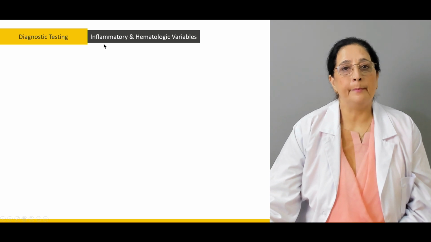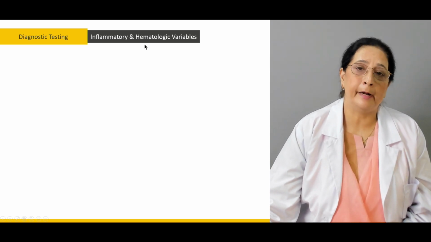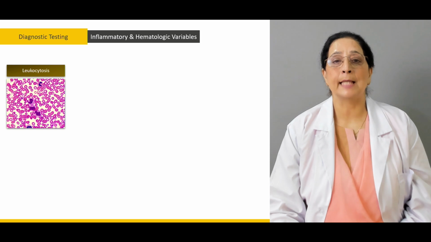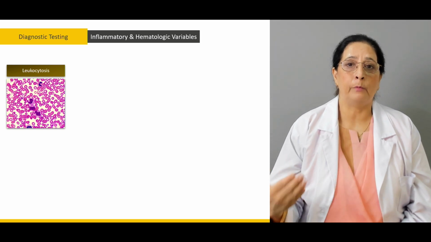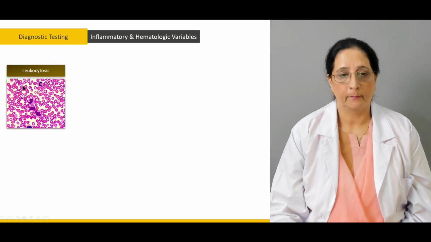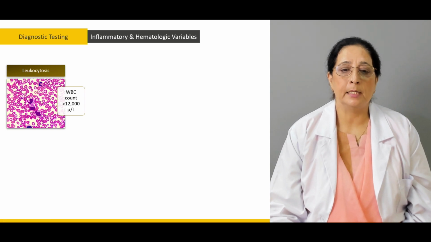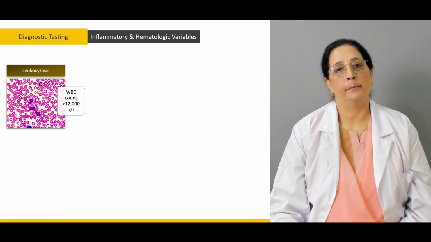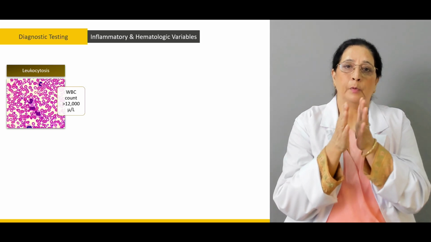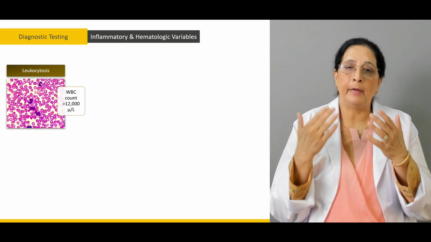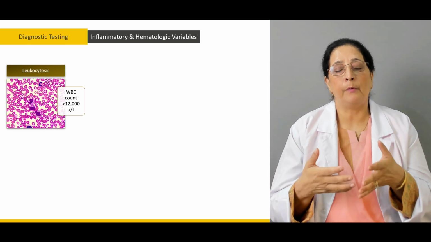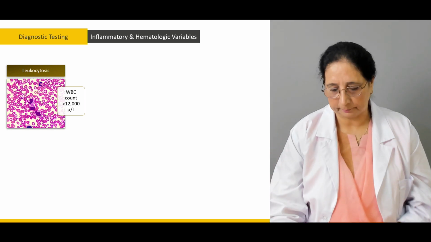Next, some inflammatory and hematologic variables in the diagnostic testing. There is leukocytosis, increase in the white blood cell count. Here you can see leukocytosis. White blood cell count is more than 12,000 per microliter, and again, the white blood cells are responsible for fighting the infection. When there is severe infection present, naturally there is an increase in the number of white blood cells to fight that infection.